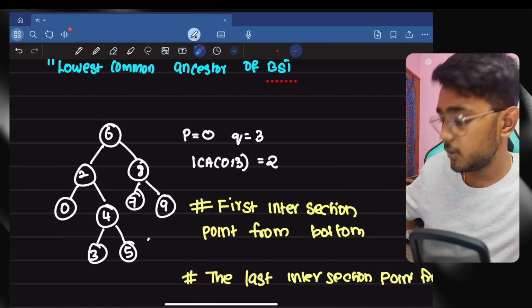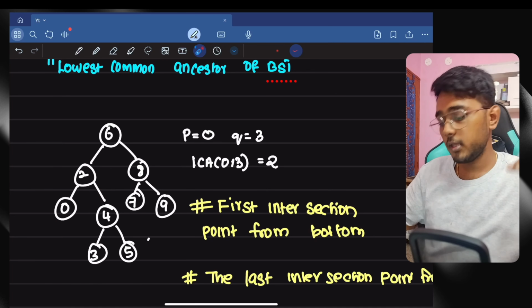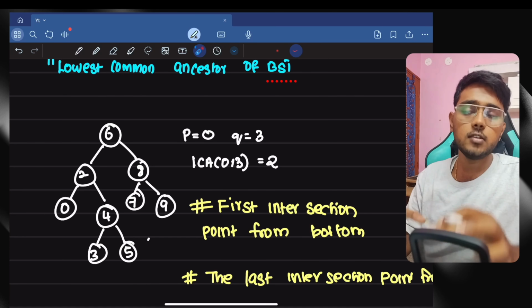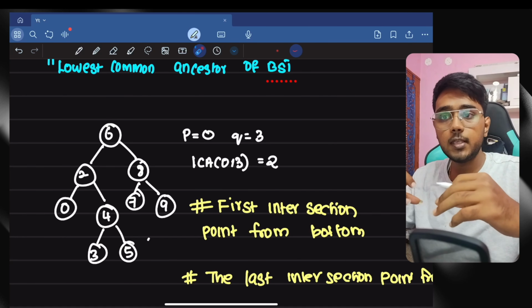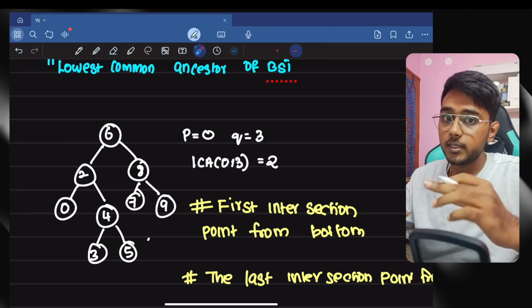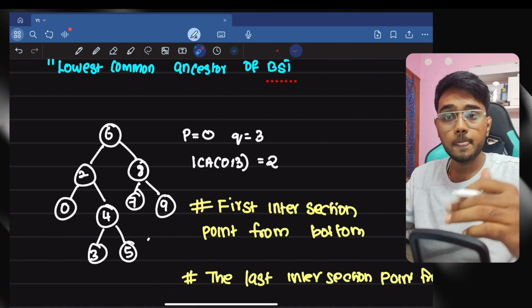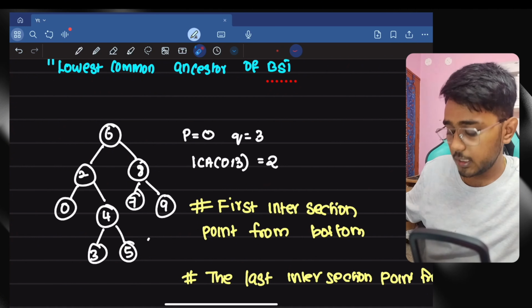Just forget all the theoretical explanation, whatever you read on the internet. Just think like this: you just need to find the first intersection place from the bottom. That's it. Or else the definition can be the last intersection point from the top of a tree. So this is the lowest common ancestor.